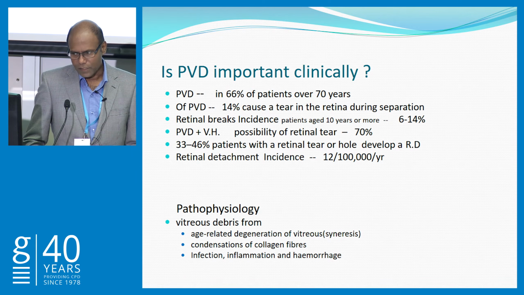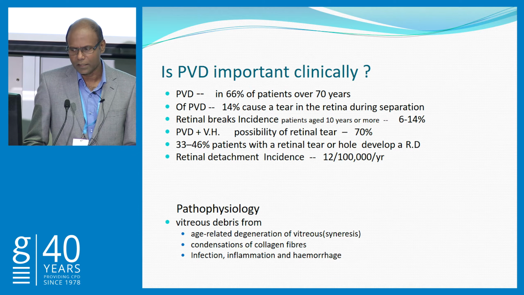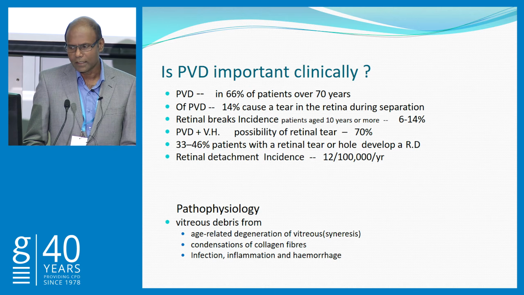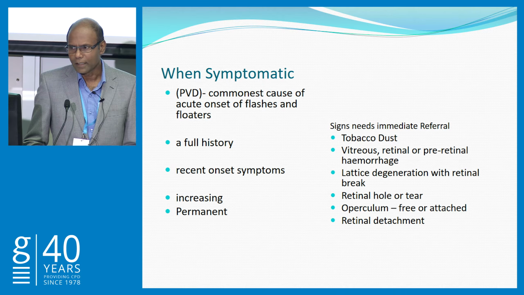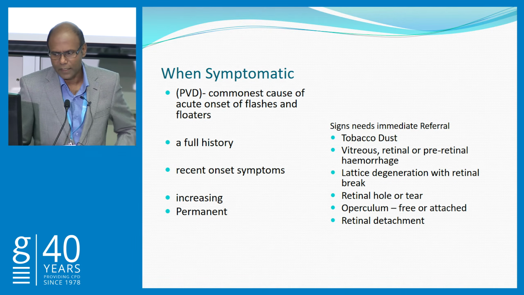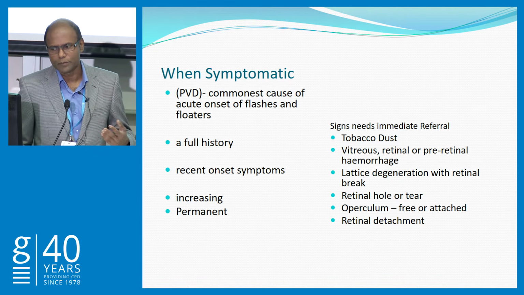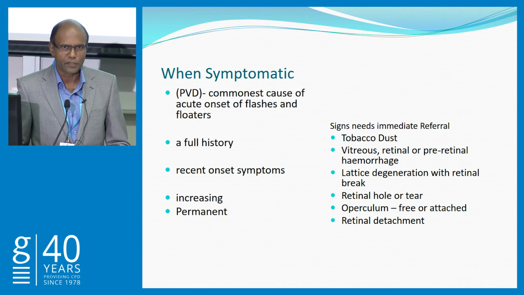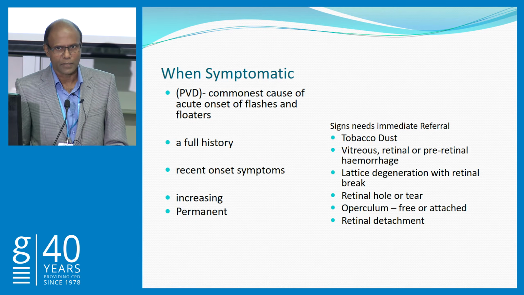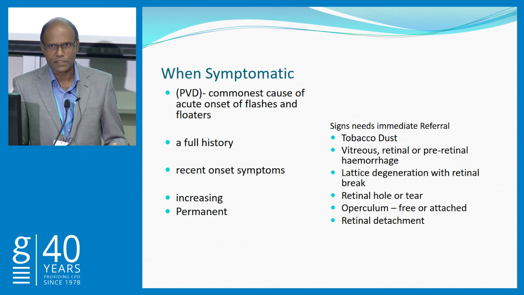So it is a degenerative condition, with condensation of the collagen fibers, and it can be associated with infection, inflammation or hemorrhage, and then it becomes more obvious or more prominent. So we take a history, especially if it's a recent onset, then please refer them for an acute assessment, because the early assessment is important. If that is missed, of course, then we are missing an important condition.